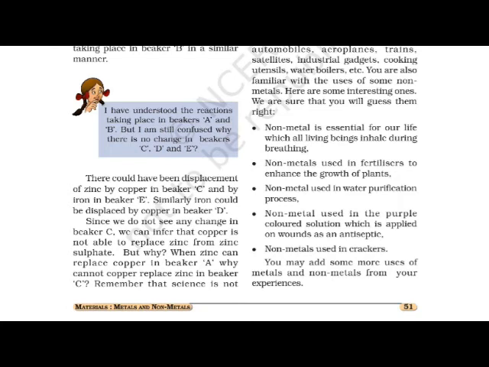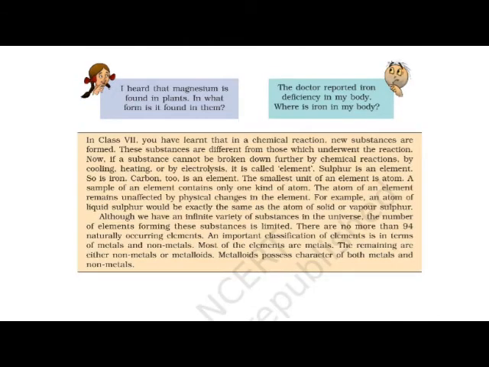Okay, now we are on page number 52. I heard that magnesium is found in plants. In what form is it found in them? See, actually the role of magnesium in the plant is very important, and we are going to talk about it in detail later, but you try to find out about it. Okay, the uses of magnesium. For your information, there are many uses of some minerals for the plant, so magnesium also plays an important role. You try to find out.